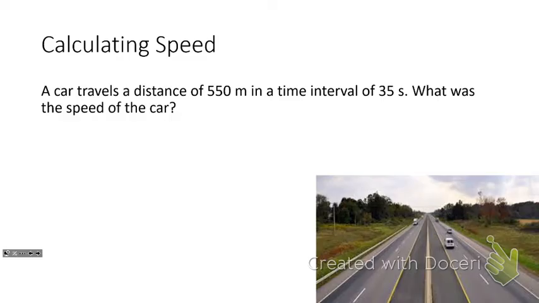All right, so let's get into some calculations. A car travels a distance of 550 meters in a time interval of 35 seconds. So what was the speed of the car, right? Because we have distance and we have speed. If it was displacement, what would we be calculating? Yeah, if it was displacement, we'd be calculating the velocity, right? But it is distance, so we're going to be calculating speed.